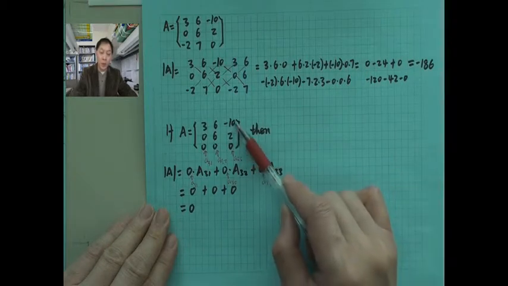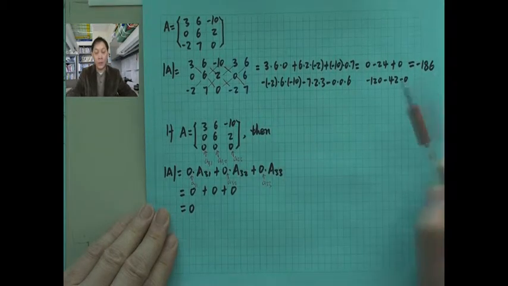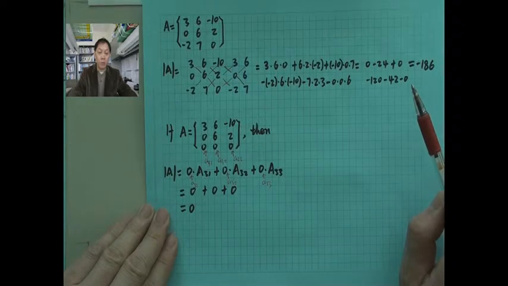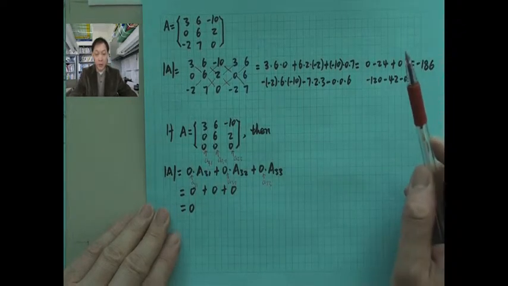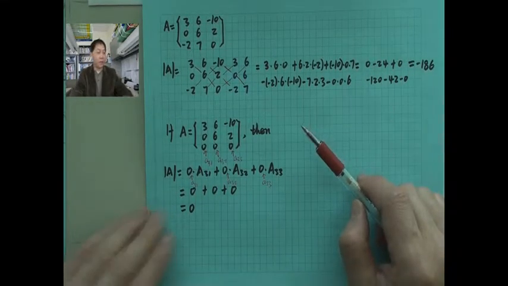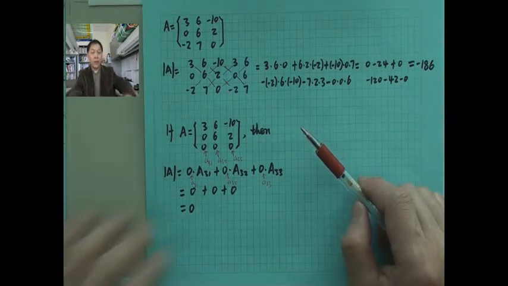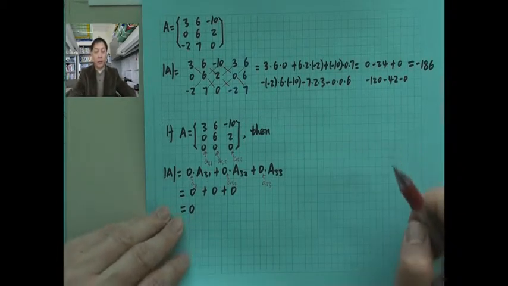If the elements in one column are 0, then the determinant will be 0 too. Okay, the reason is the same. All right.